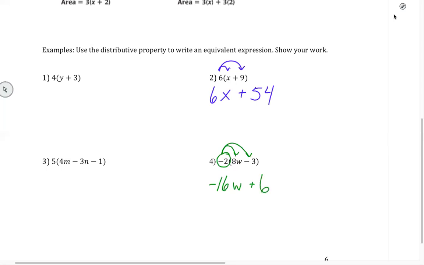Now, I want you guys to do 1 and 3. 1 and 3, real quick.